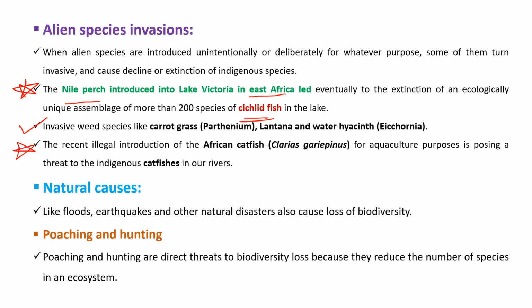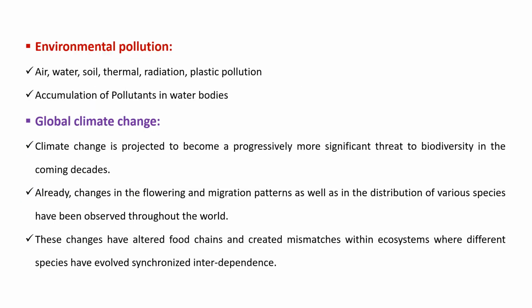Now the natural causes of biodiversity loss. In natural causes like flood, earthquake, and natural disasters are responsible. Then after that, poaching and hunting. So poaching and hunting are directly related to the loss of biodiversity in the species. Then environmental pollution: air, water, soil, thermal and radiation, plastic pollution, these also degrade biodiversity.